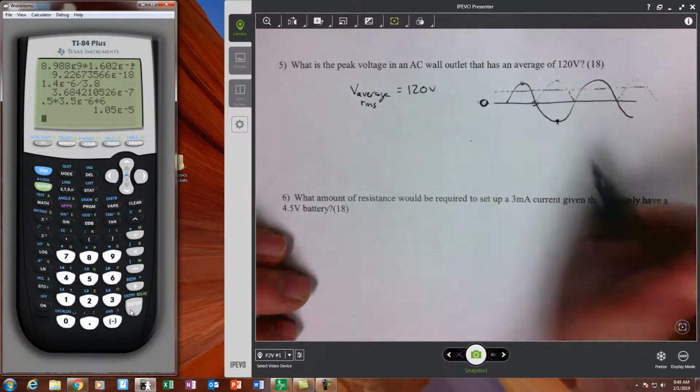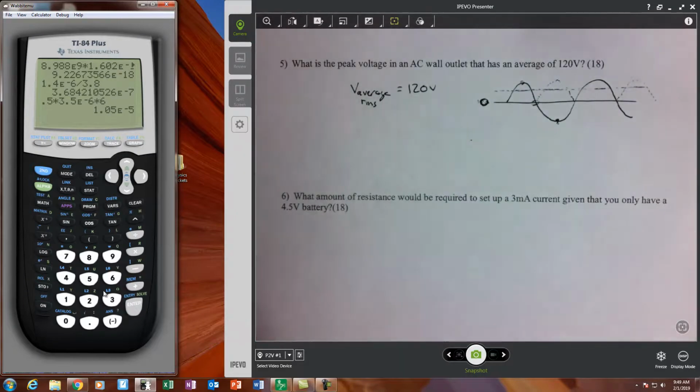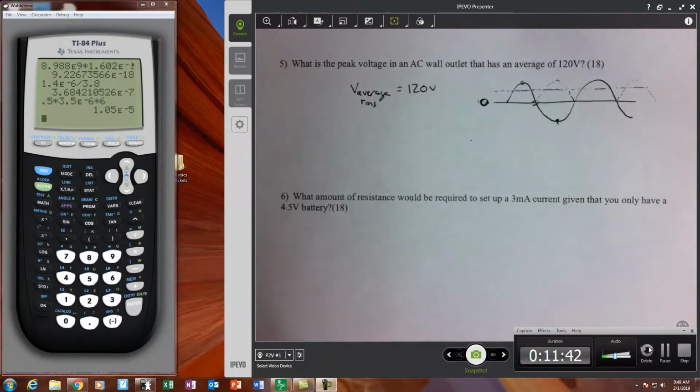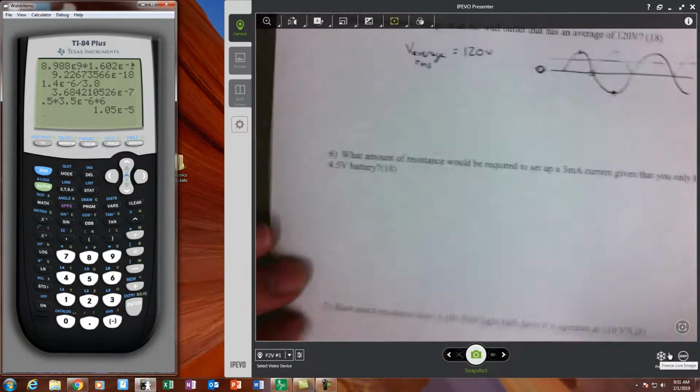And so when we find the RMS value, what we have to do, just a second. Sorry about that. I had somebody come into the room.